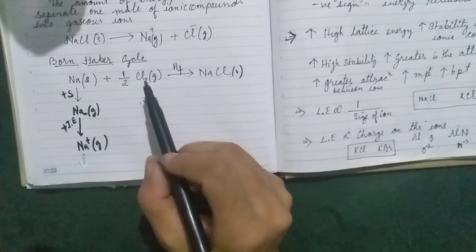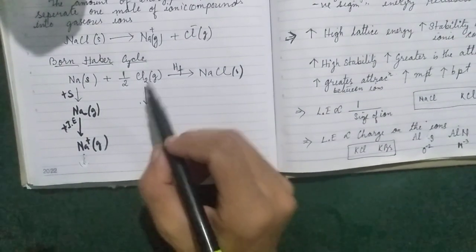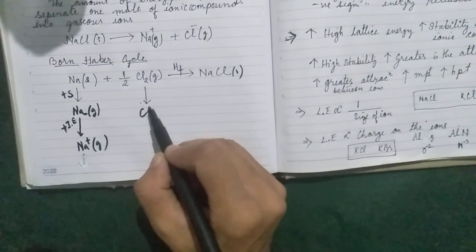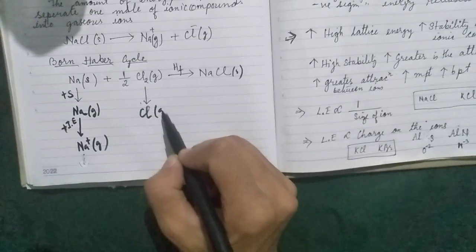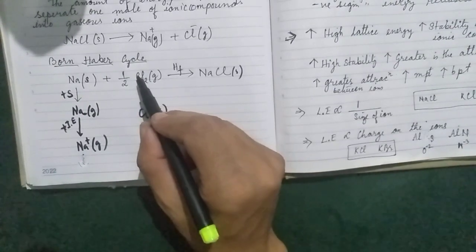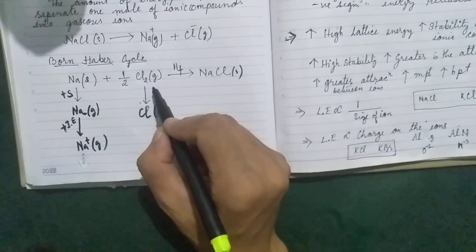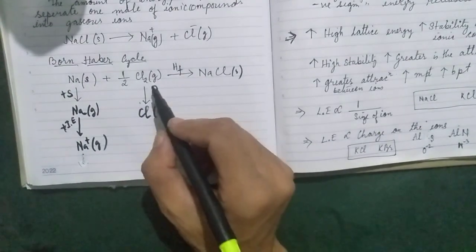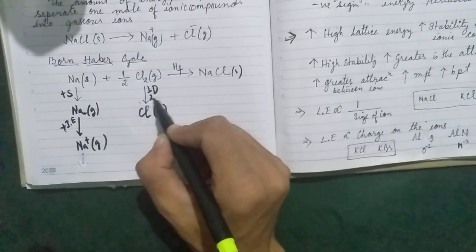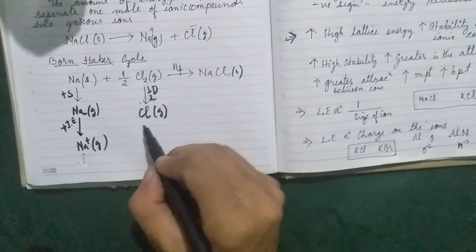In this way Cl2 will change into gaseous atoms by dissociation. The Cl-Cl bond should be broken, and that is called the dissociation energy. Some amount of energy will be required.